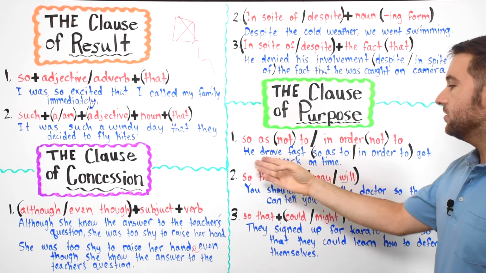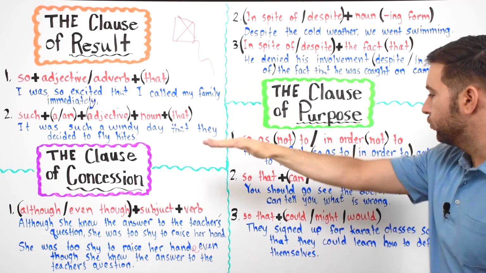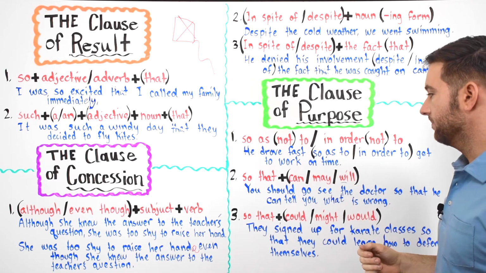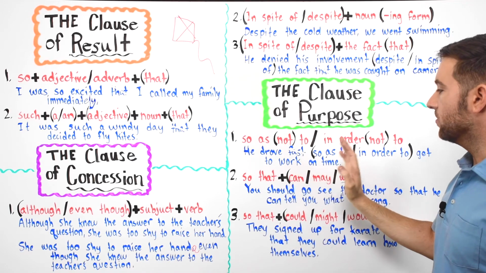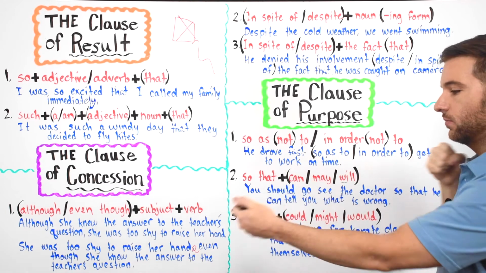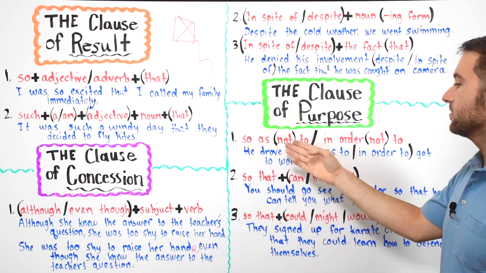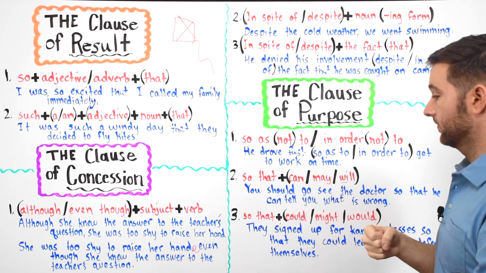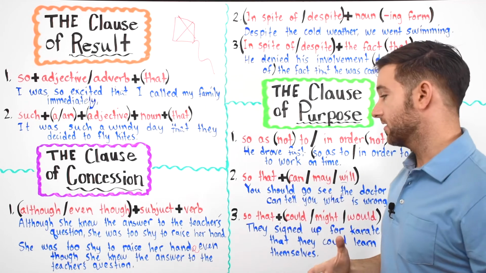Or you could say he drove his car fast in order to get to work on time. Or you could say he drove slow in order not to crash. Or he drove slow so as not to crash or have a collision. So that's our first form. Let's go ahead and look at the second one.